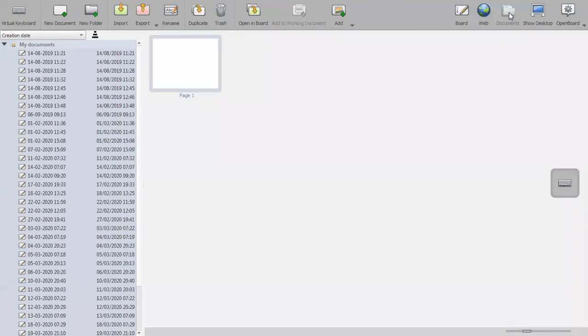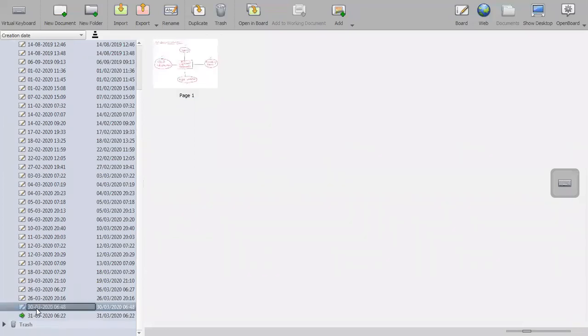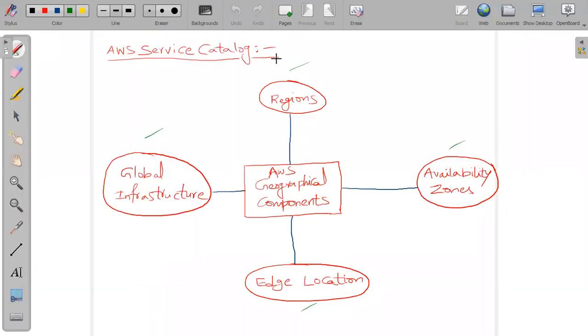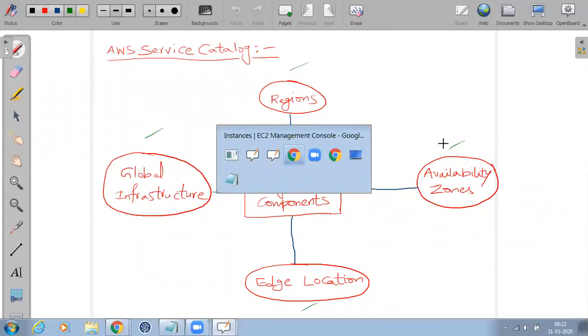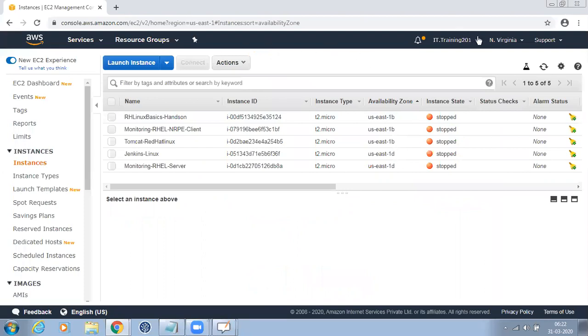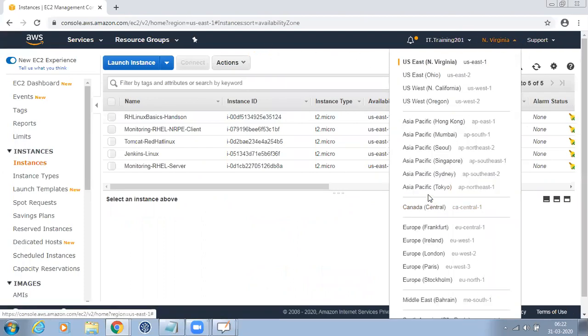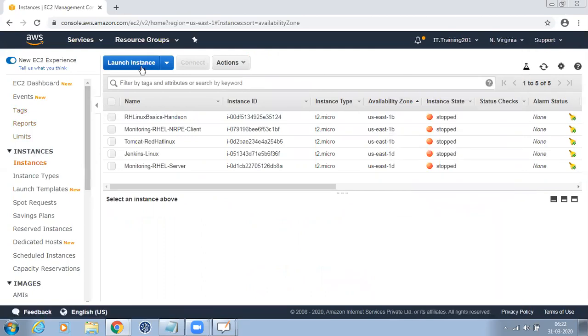See the documents. Yesterday we drew this diagram, right? The AWS service catalog, and AWS geographical components: regions, availability zones, edge location, global infrastructure. All this we understood by seeing the infrastructure of AWS, spreading across the geography. Similarly, we also understood the different services AWS is giving. Some are free services, some are paid services. It all depends on which services we are choosing.